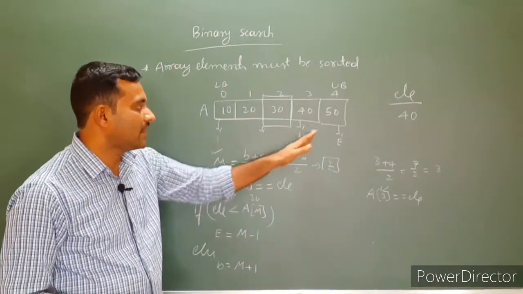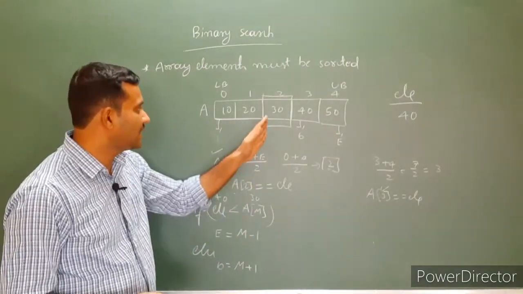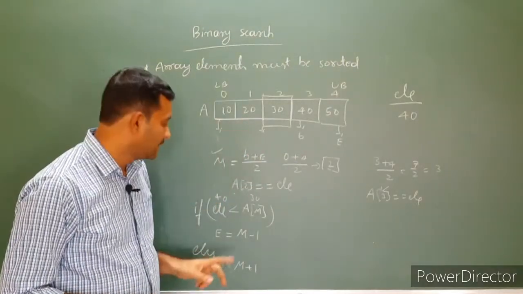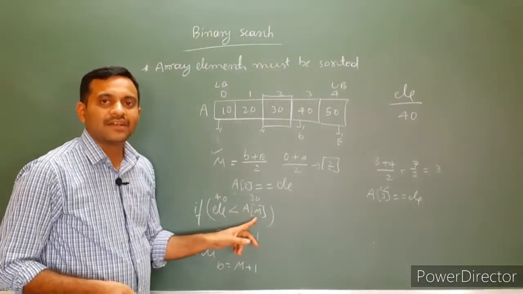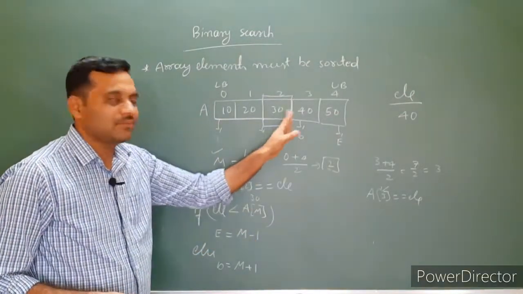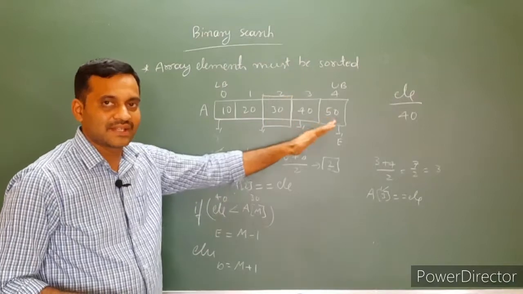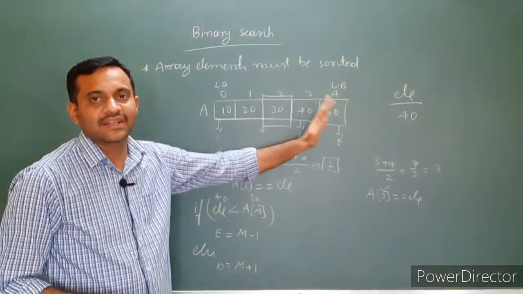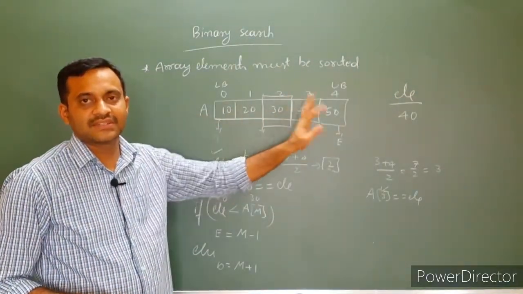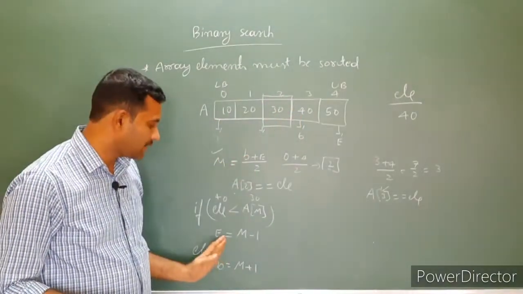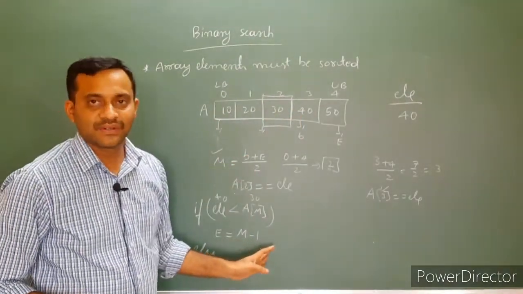We have to modify the end because the element belongs to the first half. If the element is greater than the middle element, then we have to modify the beginning. In this example, the element is found in the second half. This is the first half, this is the second half. So beginning is modified to m plus 1, end is modified to m minus 1.